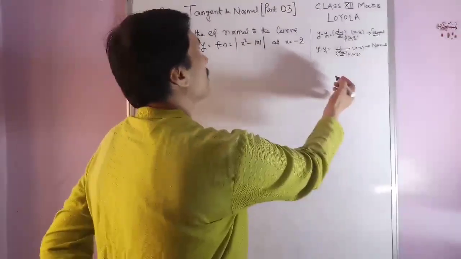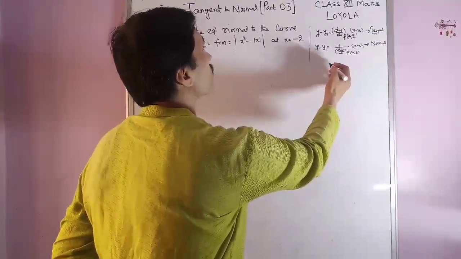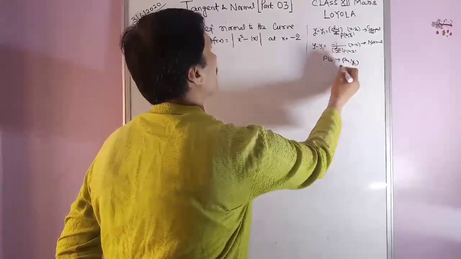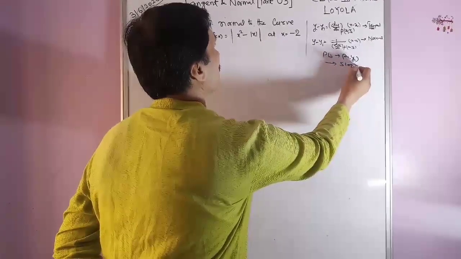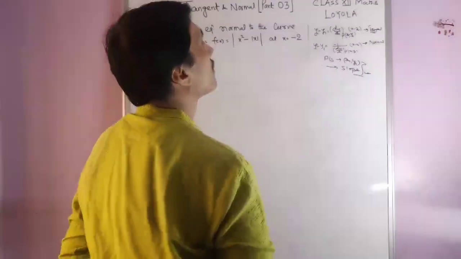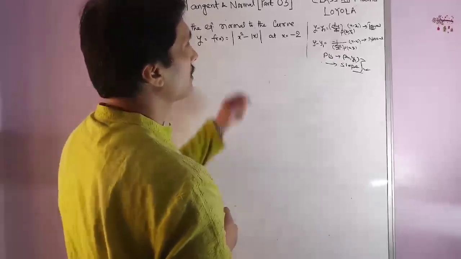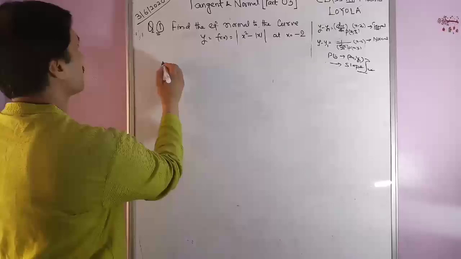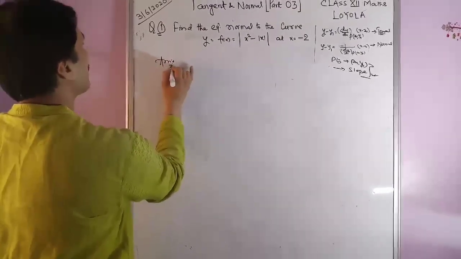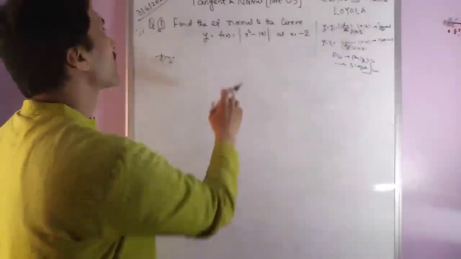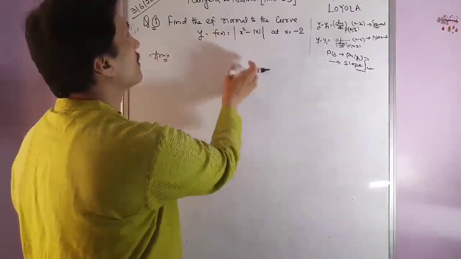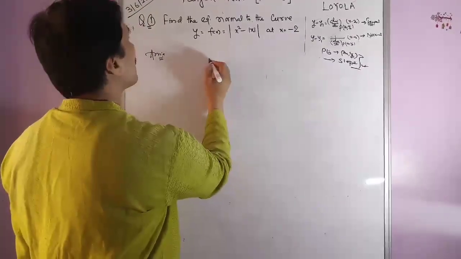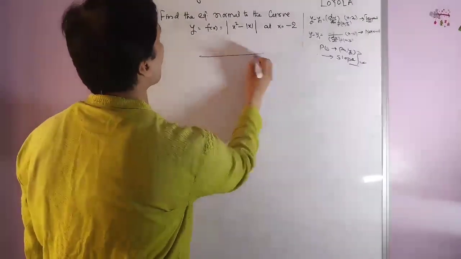So here our main objective is to find, first, the point on the curve (x1, y1), and second, the slope of tangent at that point. So for these 2 points we proceed here. First of all, we remove the modulus here at x equal to minus 2.